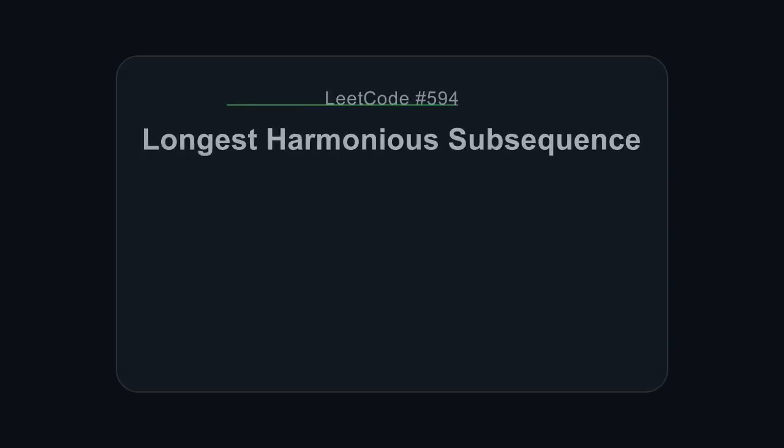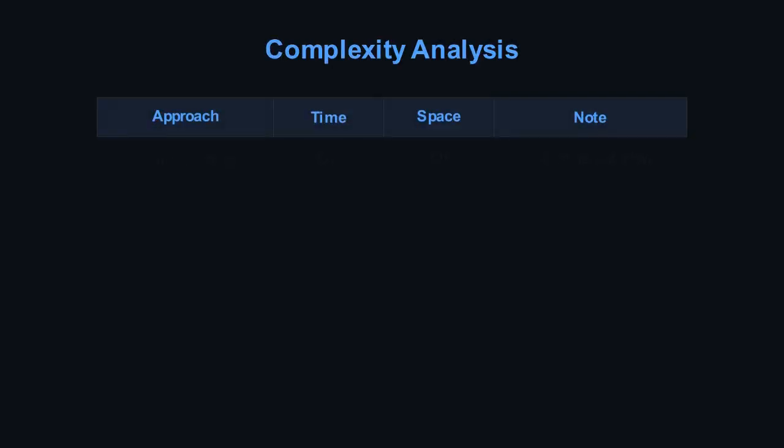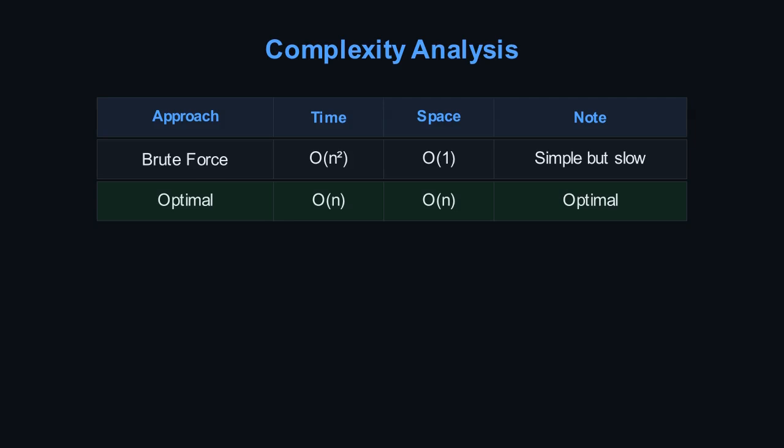You'll recognize this pattern whenever a problem asks for a substructure defined by a simple relationship between two values, like difference equals 1, or sum equals target, because a frequency map lets you evaluate the relationship in constant time per distinct value. Time complexity is big O of n because we traverse the array once and the distinct keys once. Space complexity is big O of n in the worst case for the frequency map.